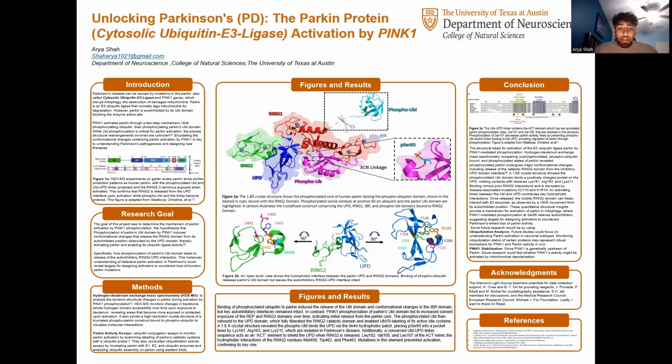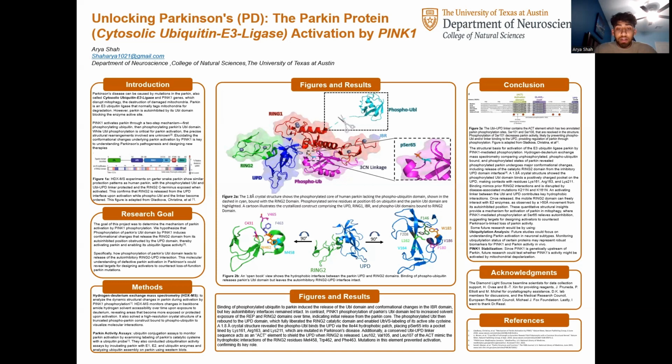Next, the figures and the results show that when phosphoubiquitin binds to Parkin, it releases the UBL domain, but the key inhibitory Parkin regions stay bound. In contrast, when UBL is phosphorylated by PINK1, the REP and the RING2 domains get exposed over time. This suggests that the RING2 domain starts detached from the Parkin core. The phosphorylated UBL then rebinds to the UPD domain, which fully releases the RING2 domain, making Parkin active.